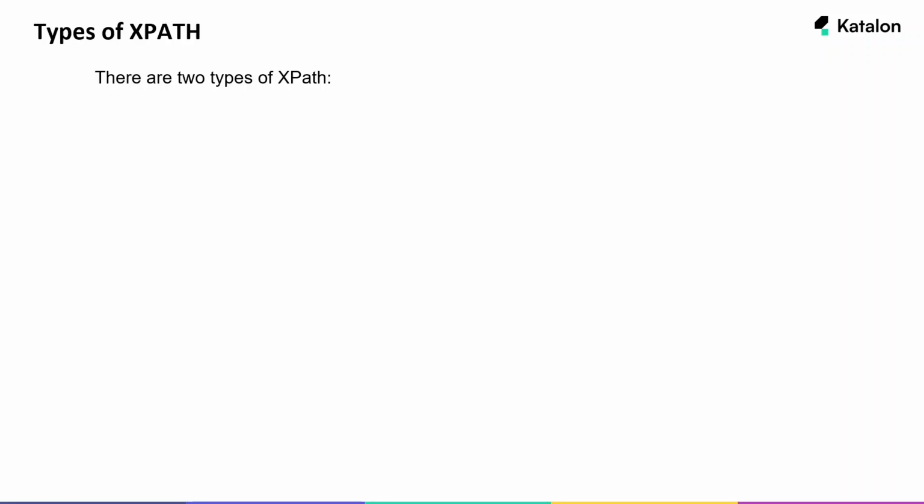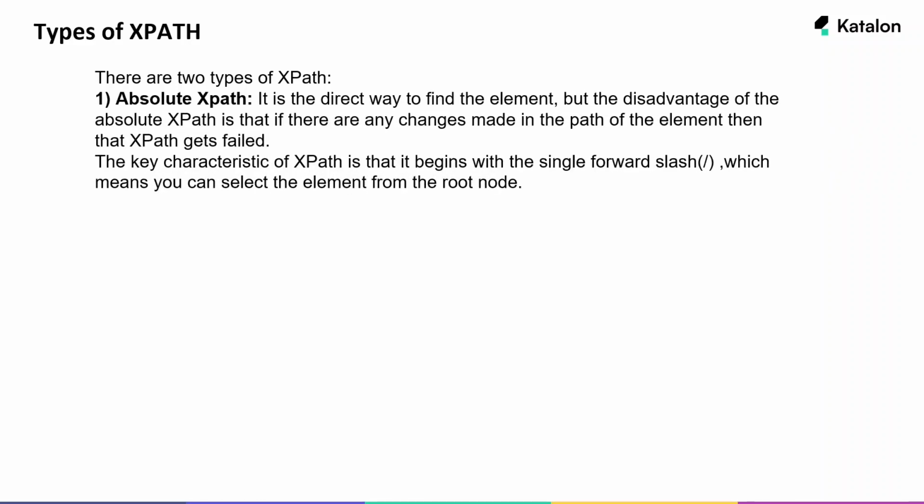There are two types of XPaths. One is absolute XPath. It is the direct way to find the element, but the disadvantage of absolute XPath is that if there are any changes made in the path of the element, then that XPath fails. What is the key character of absolute XPath? It begins with a single forward slash. So whenever an XPath begins with a single forward slash, that means it's an absolute XPath, which means you select the element from the root of the node. So basically, absolute XPath is defined from the root of the node.